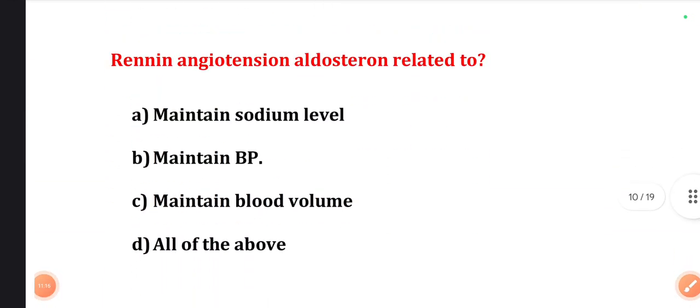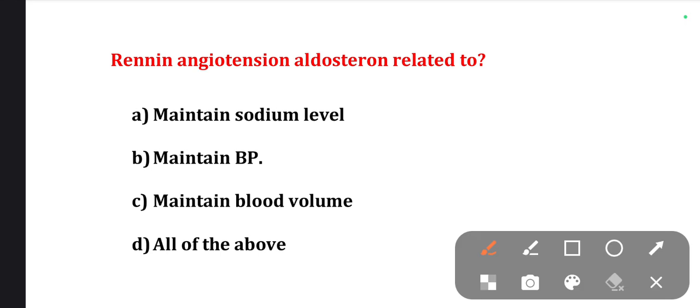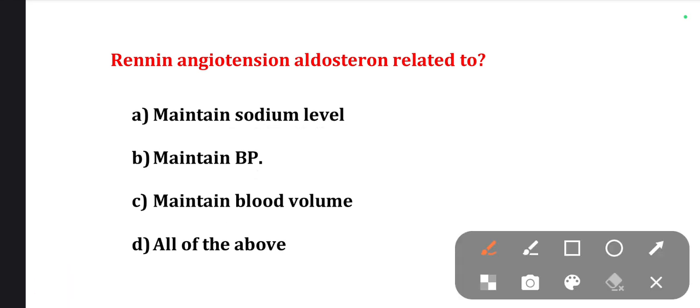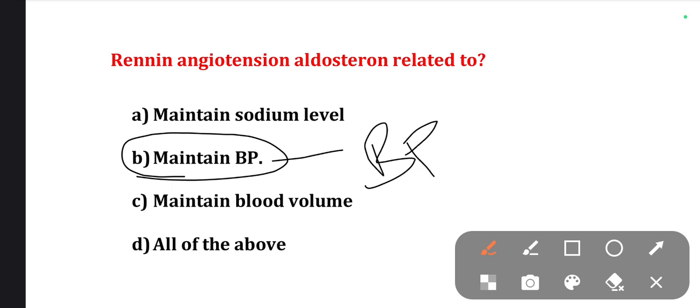The next question is renin, angiotensin, aldosterone released to. So what is the function of renin, angiotensin, aldosterone? Options are maintaining sodium level, maintain BP, maintain blood volume, all of the above. So the right one is maintain BP, blood pressure. So this is the function of renin, angiotensin, aldosterone.